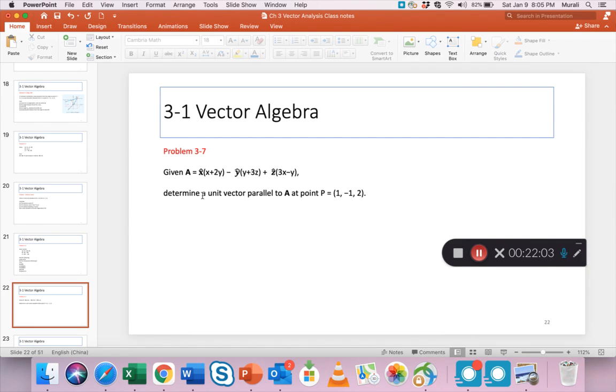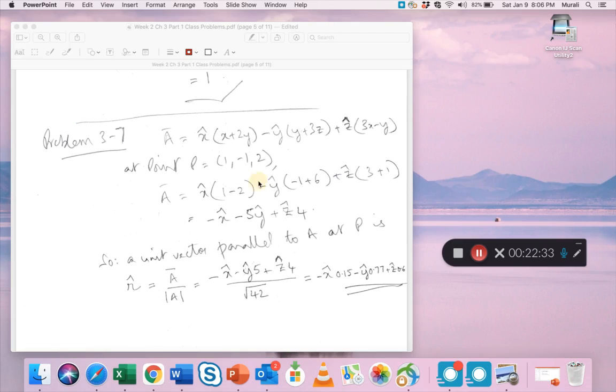So here you will notice for the first time that we have a problem where the coefficients are themselves functions of the variables x, y, z, right? So this is not a constant vector, it's a non-constant or non-uniform vector, okay? So given such a vector, determine a unit vector parallel to A at this point, okay? So that's the problem. Okay, so how do you do that? So you're given A, which is a function, and each of the coefficients is again a function of x, y, z.